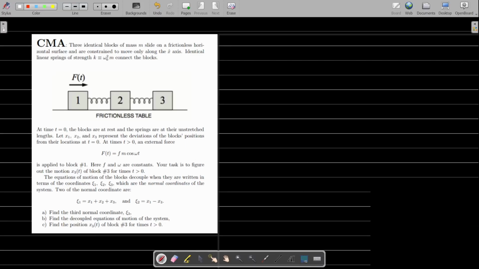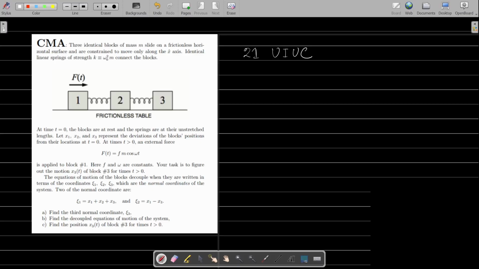Hello everyone. In this video I'm going to solve this problem here. This is a problem from the PhD qualifying exams at the physics department at the University of Illinois Urbana-Champaign. And if I remember correctly, this problem was from the year 21, the 21 UIUC PhD qualifying exams.